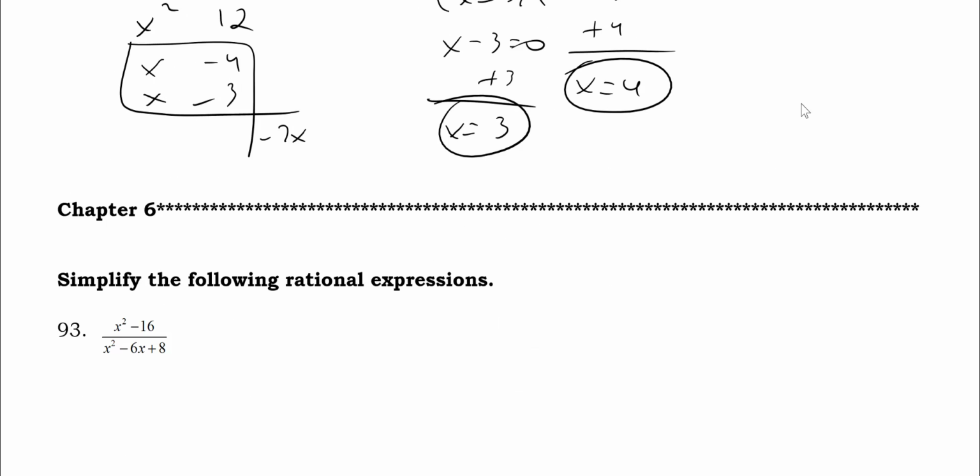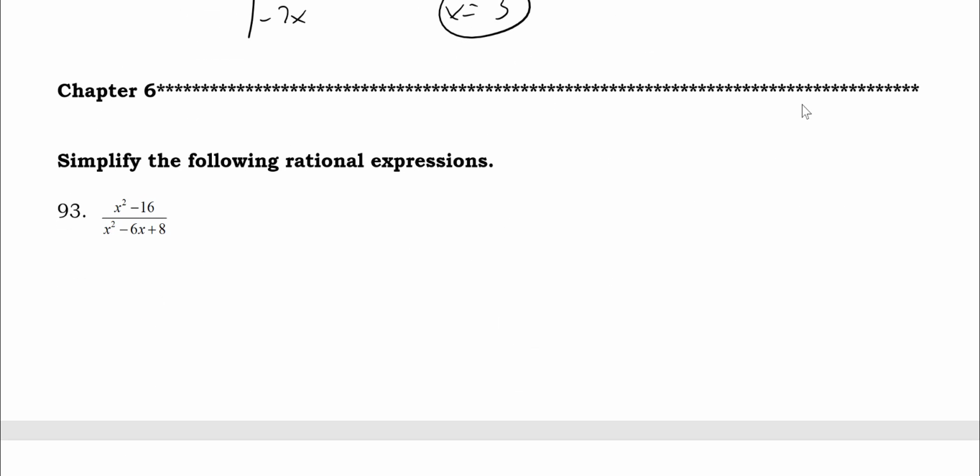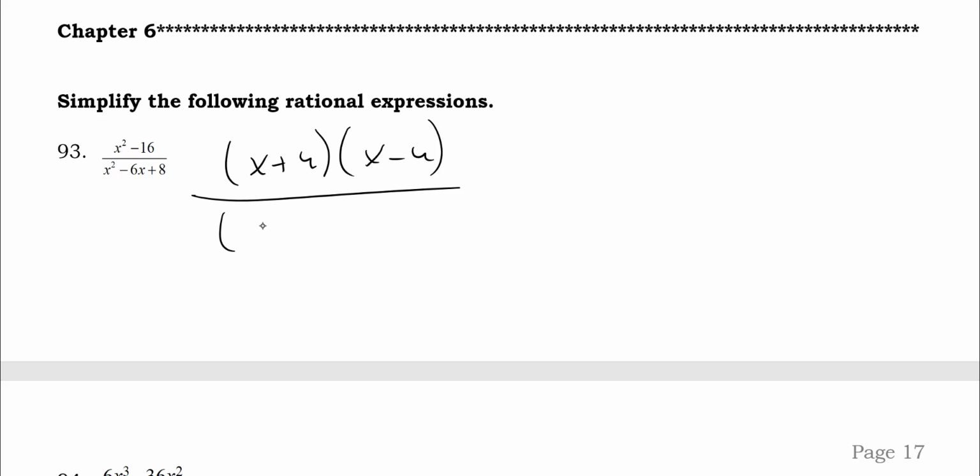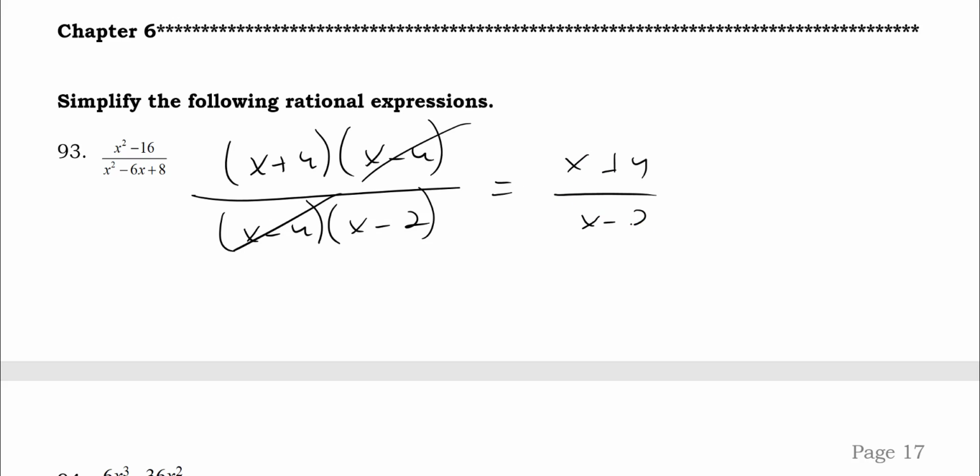Okay? All right, chapter 6, the last thing we just did, math fans. It's lots of factoring and canceling. So I'm not even going to do factor boxes because you can do them. Okay? This is going to be x plus 4, x minus 4. And on the bottom is x minus 4, x minus 2. So x minus 4 cancels, and then you're left with just x plus 4 over x minus 2.